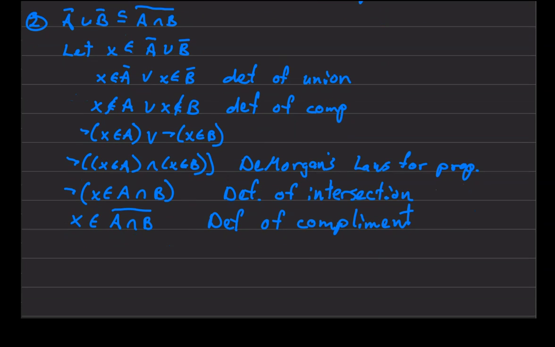So now, since we've shown part 1 and part 2, that is, one was a subset of the other, and then the other was a subset of the one, the sets are equal. And then we're done.